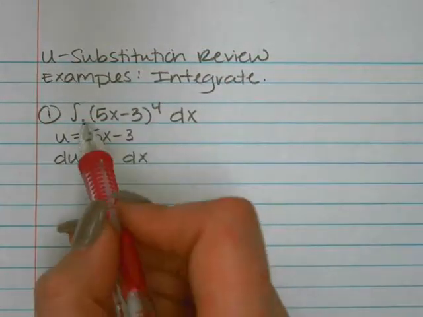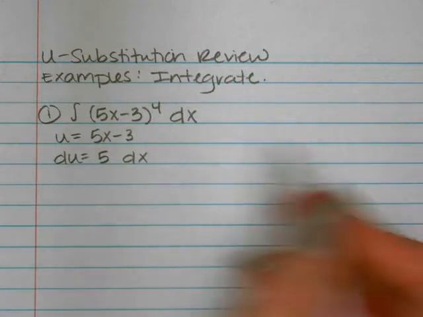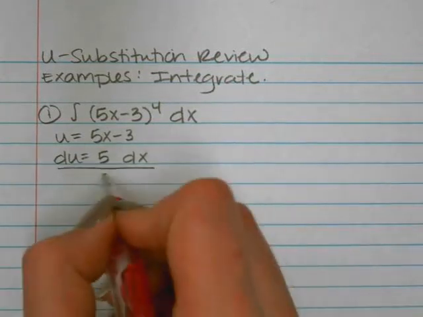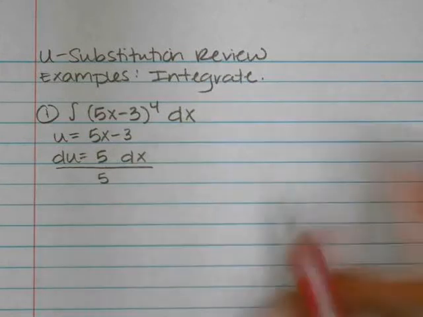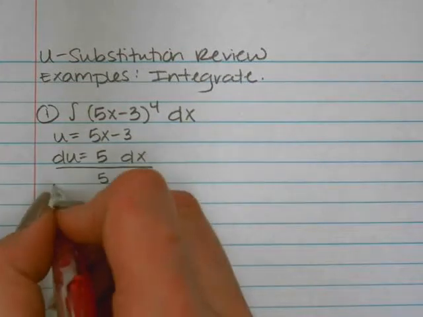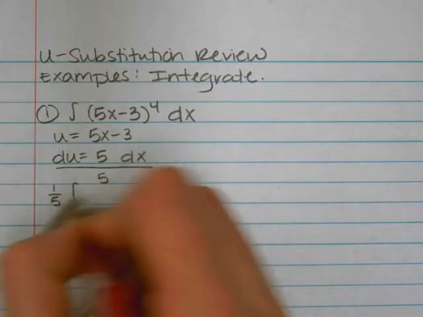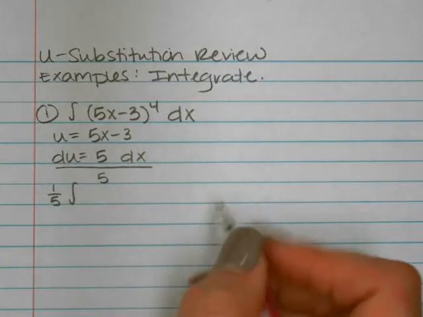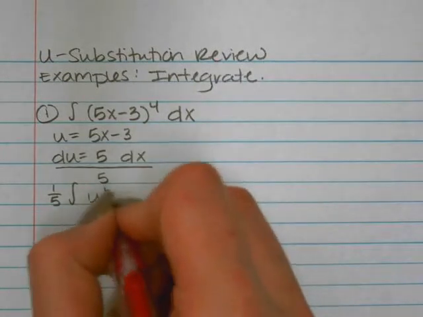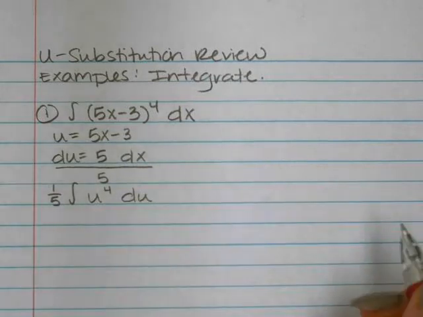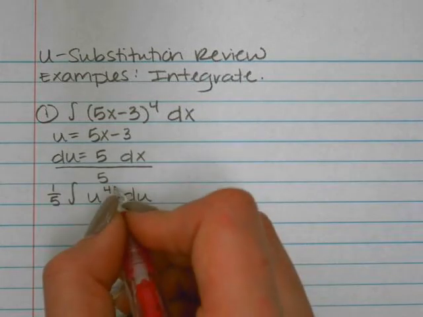Since I don't see a 5 sitting out in front of the problem anywhere, that means that I need to divide by 5, because I do see a dx in the problem, it's right there. And so when I do my integration, I'm going to have a 1/5 in front of the integration sign. And then I've got u to the 4th du. So now I can go ahead and find the antiderivative of this.